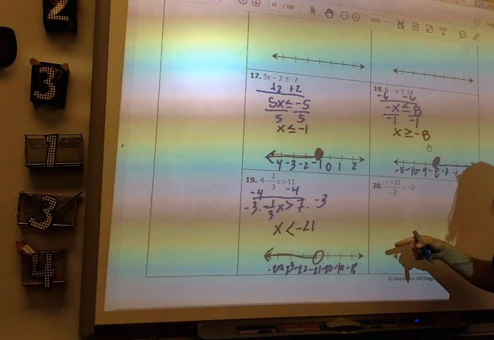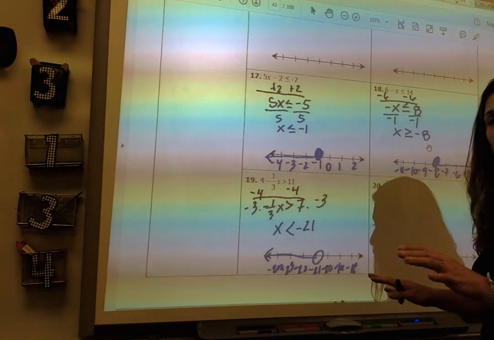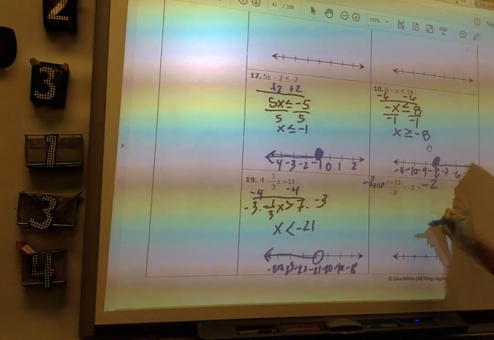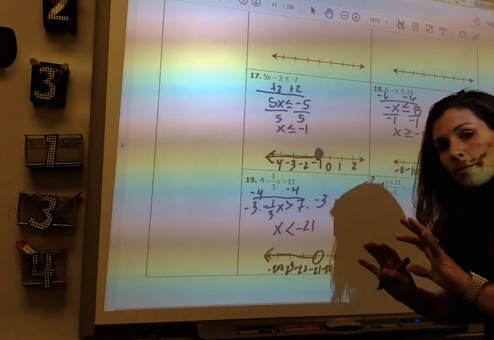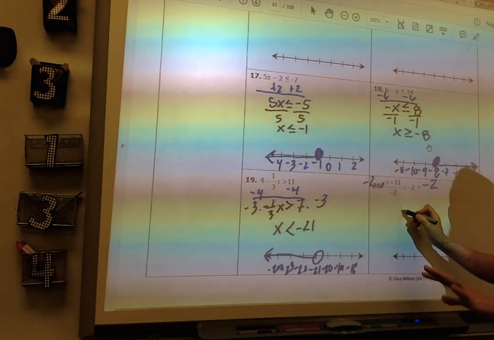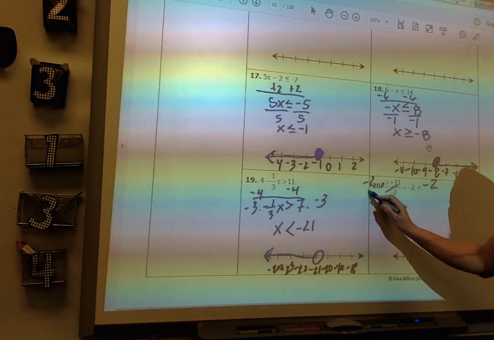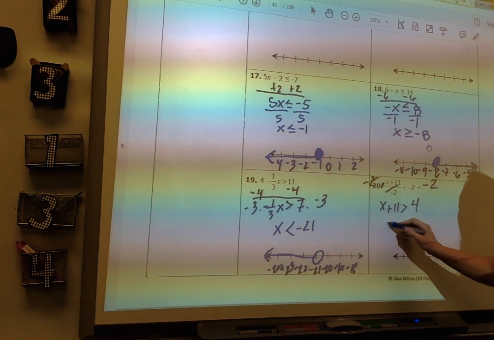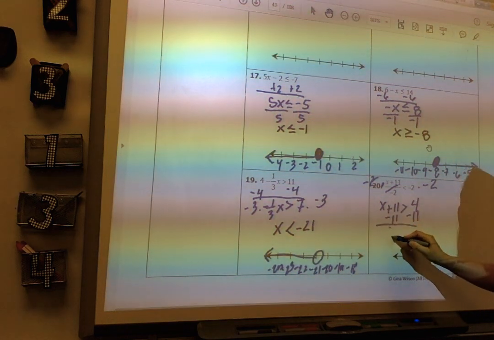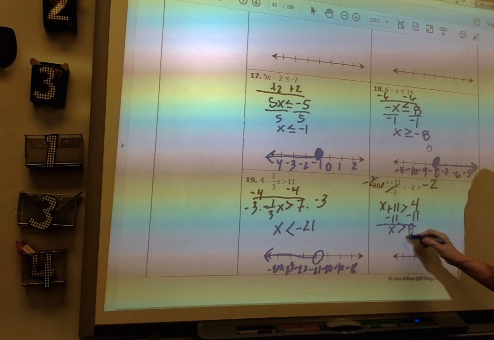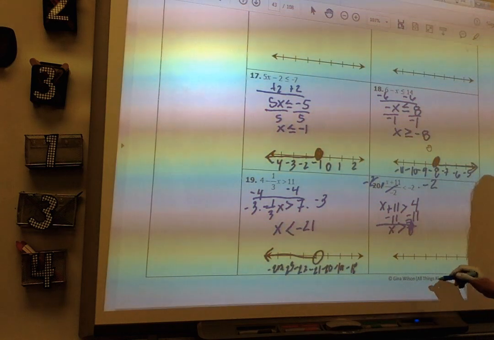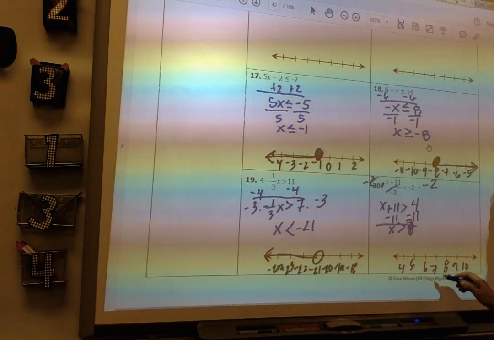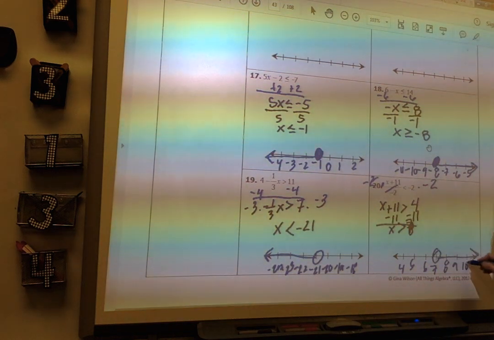Number 20, this is one of those special cases where I got to clear out my fraction first. And notice, am I multiplying both sides by a negative? I am. So if I'm multiplying both sides by a negative here, I'm going to flip my sign. And I'm left with x plus 11 is greater than 4. And now I'm going to subtract 11, and x is greater than negative 7. So 7, 8, 9, 10, 6, 5, 4 on my number line. Open circle on negative 7, shade to the right.